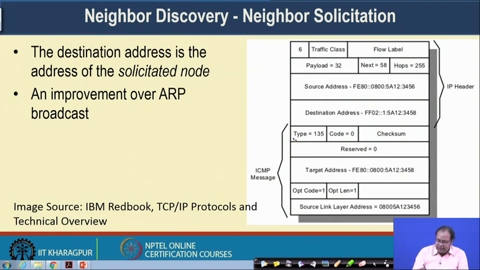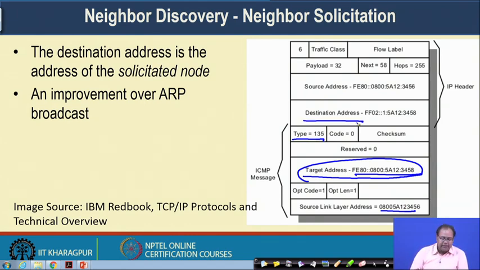So, in the ICMP message it is type 135, that means it is a neighbor solicitation message. Then your target address is the given IPv6 address. That means this target address field tells you that you want to find out the MAC address corresponding to this IPv6 address. And you have a source link layer address, the MAC address of the source, which is a part of the ICMP message. Here the interesting part is this destination address.